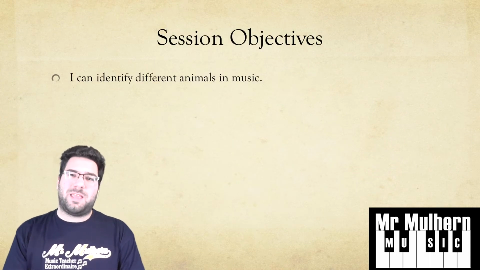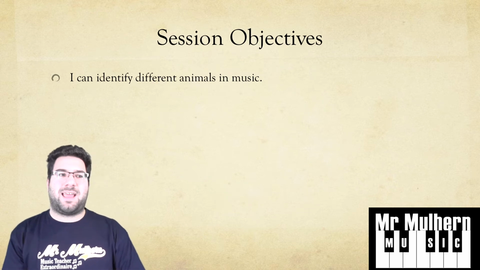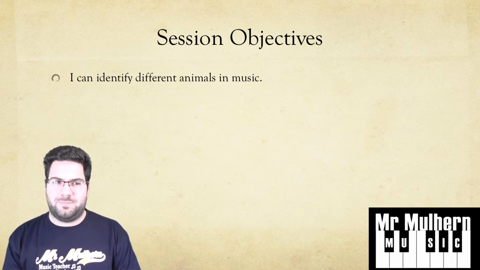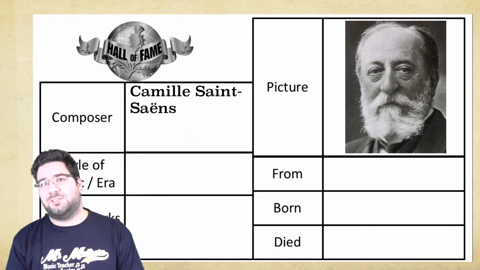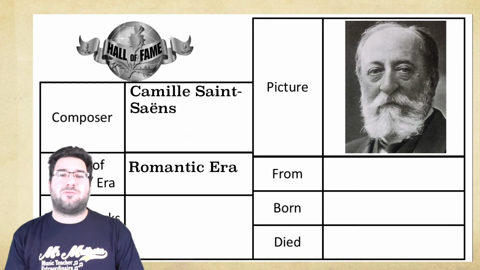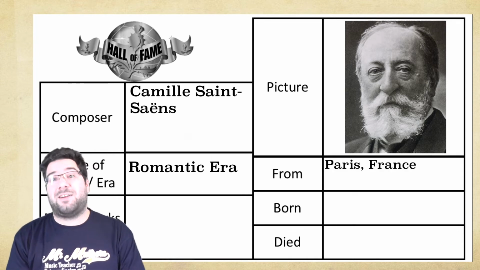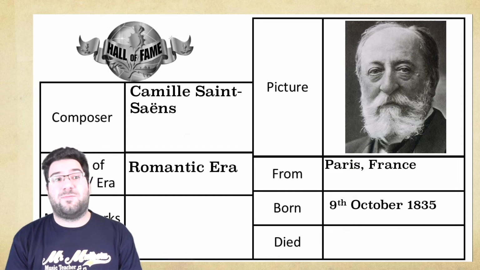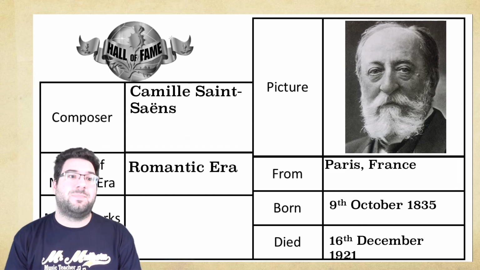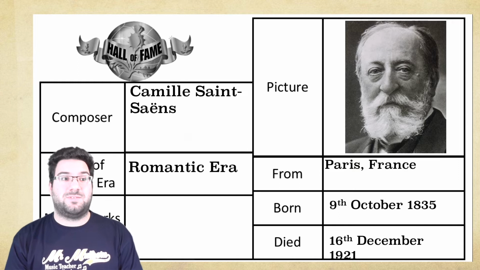I want you to be able to identify different animals in music. I'll explain that a little bit more in a minute, but let's look at Camille Saint-Saëns first. He was a Romantic era composer from Paris in France. He was born on the 9th of October 1835 and died on the 16th of December 1921.